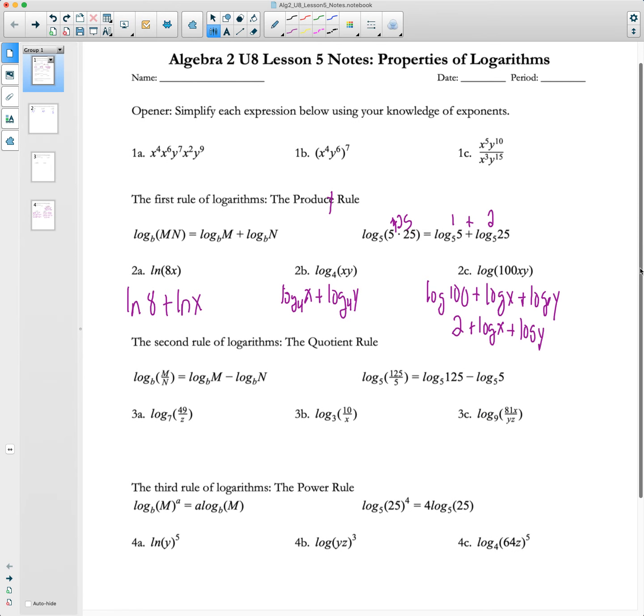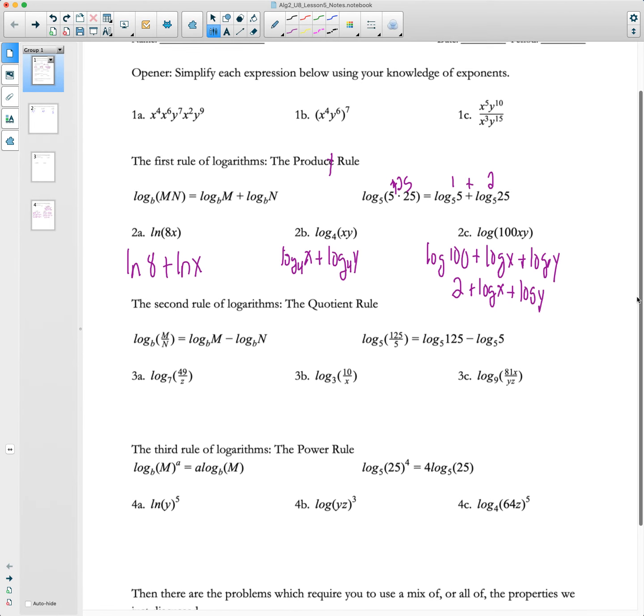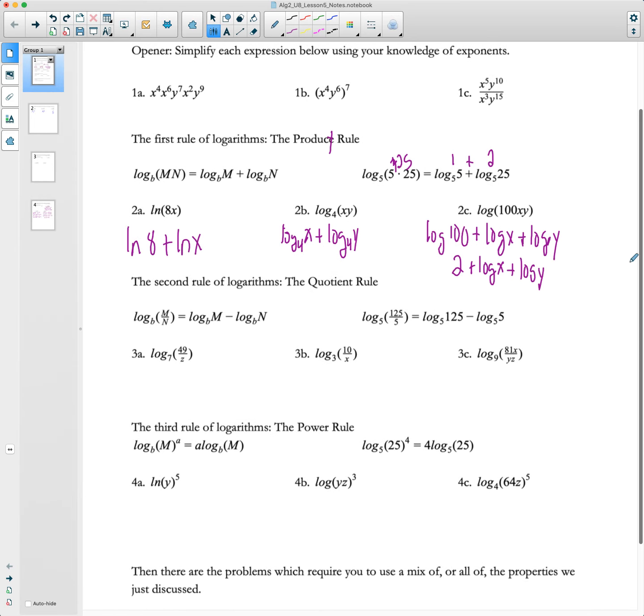Okay, so now let's look at our second rule, which is the quotient rule. Once again, we had the product rule for exponents, and we had the product rule for logarithms. We had a quotient rule in 1c for exponents. We have a similar quotient rule for logarithms. That's going to mimic what we did with exponentials.